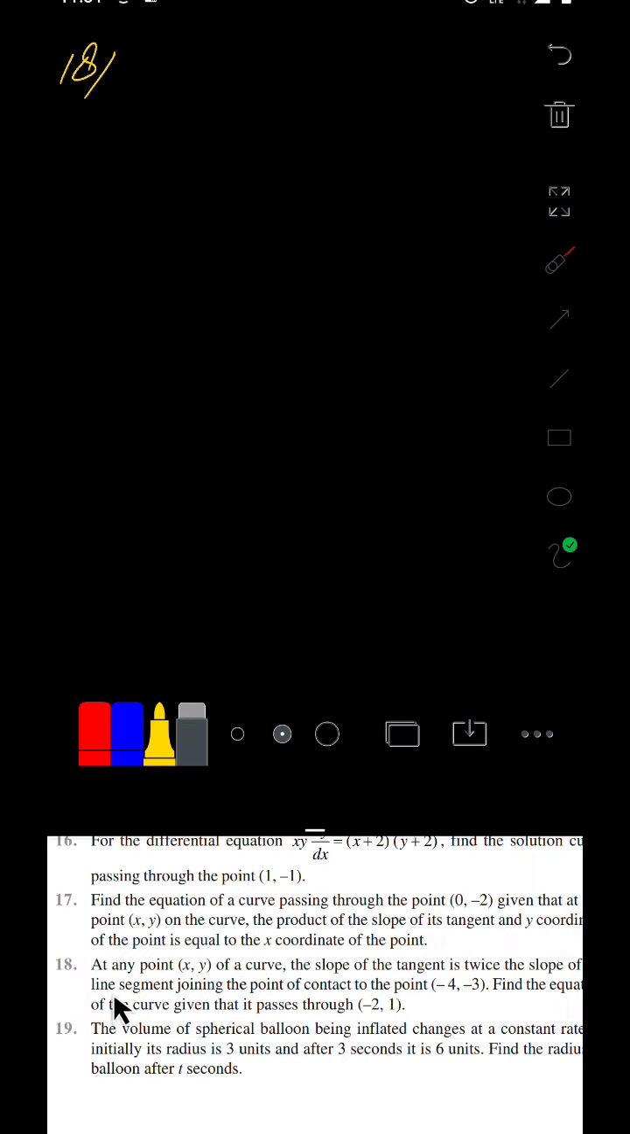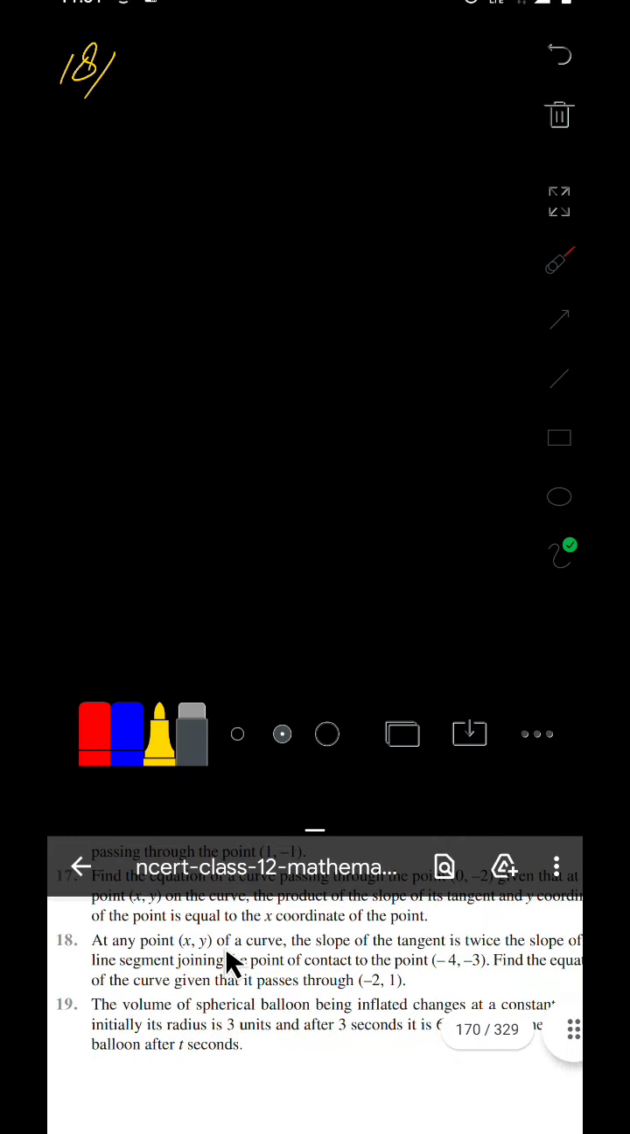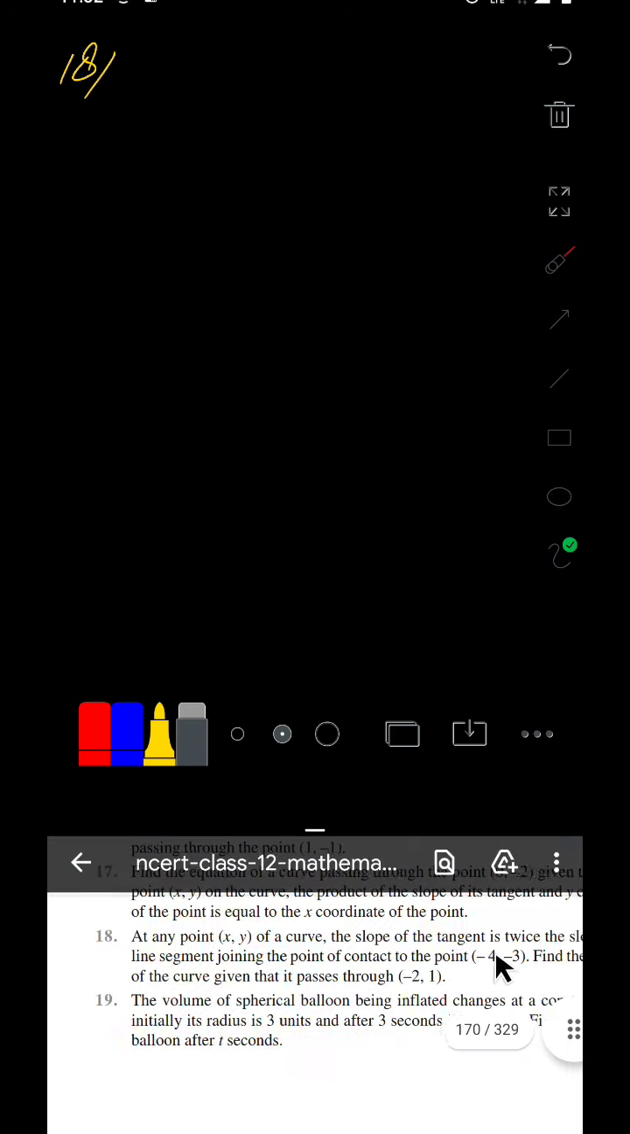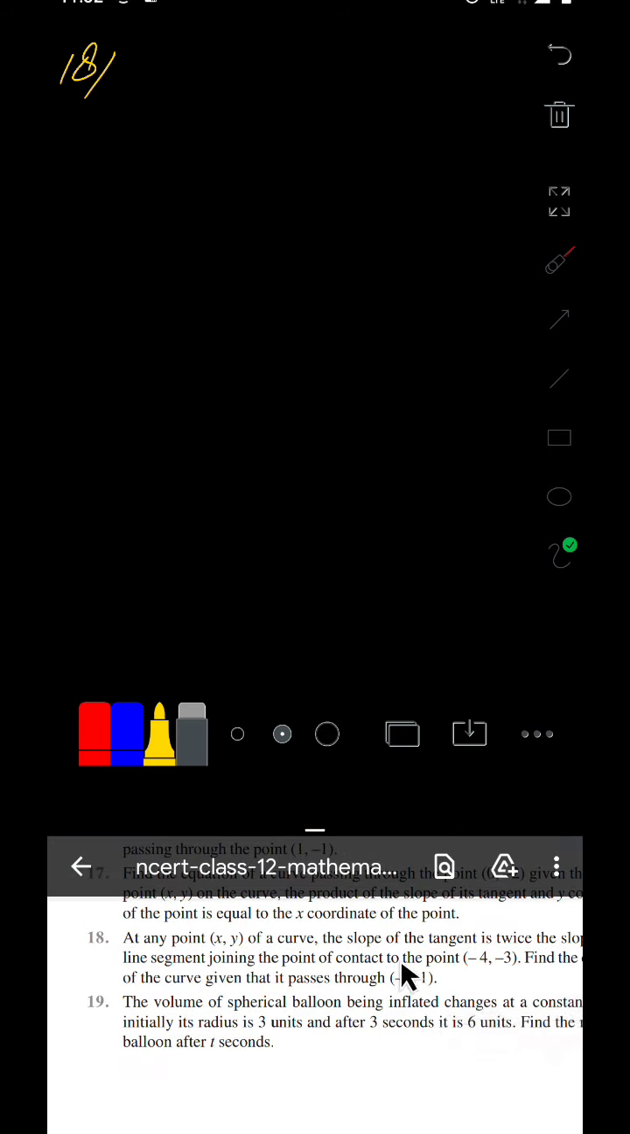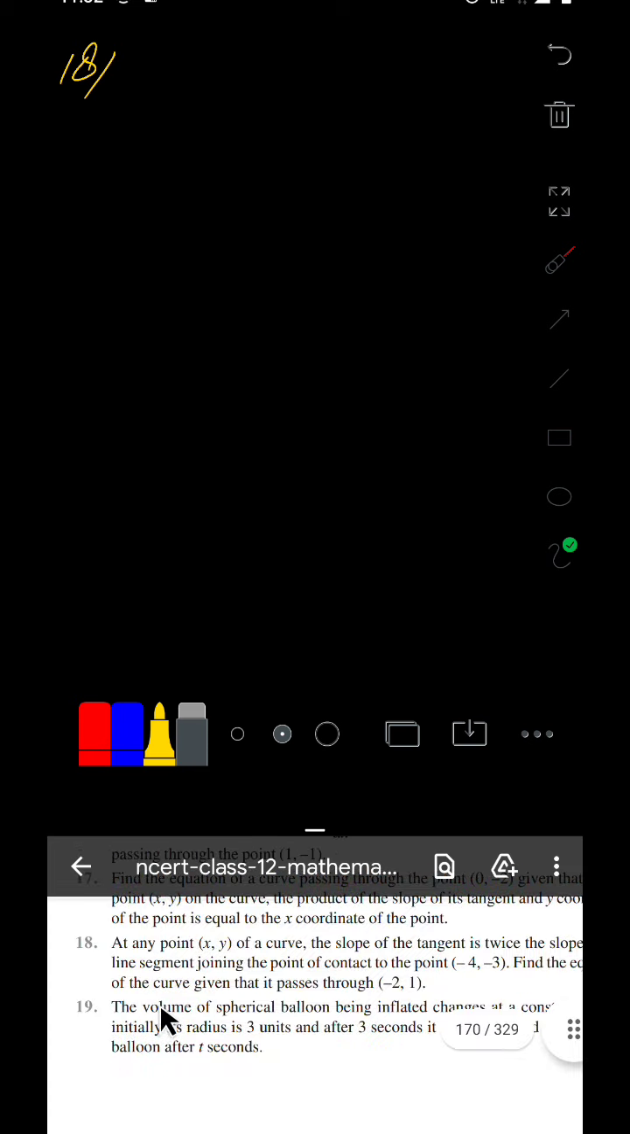Now problem number 18. At any point x comma y of a curve, the slope of the tangent is twice the slope of the line segment joining the point of contact to the point minus 4 comma minus 3. Find the equation of the curve given that it passes through minus 2 comma 1.